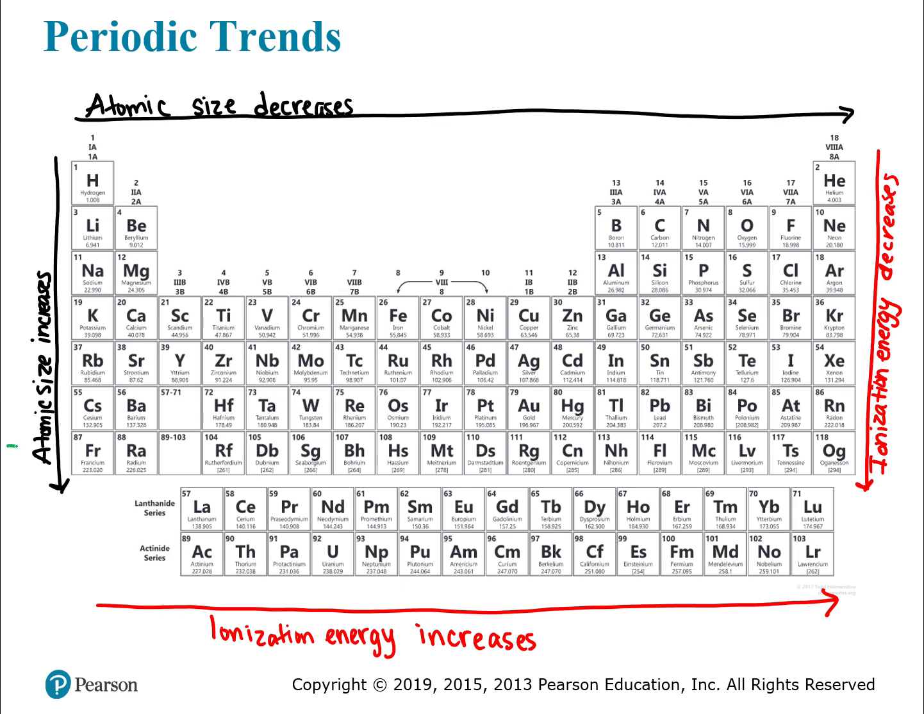So I like to group metallic character and atomic size because they're the same trend. So those are the trends that you're going to need to know for the periodic table.